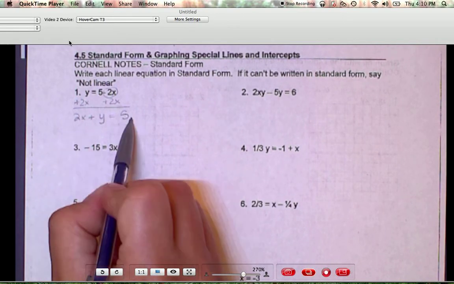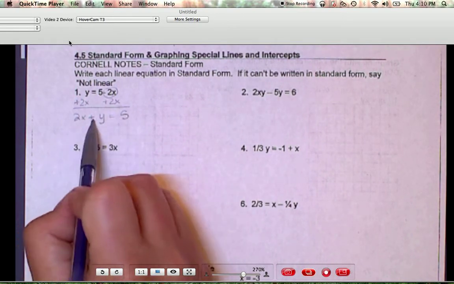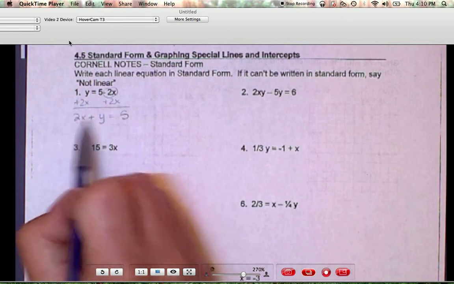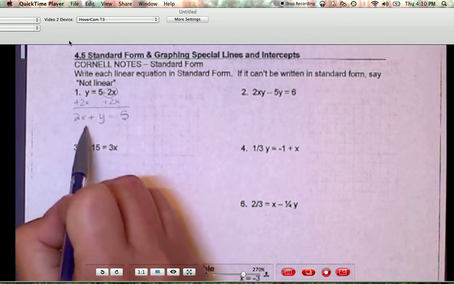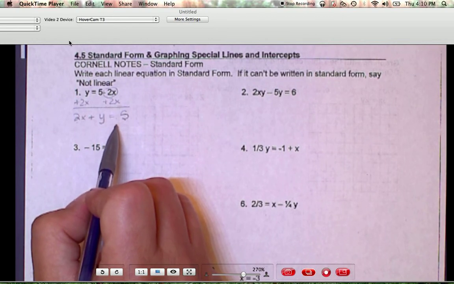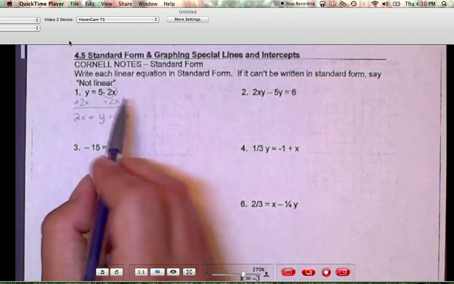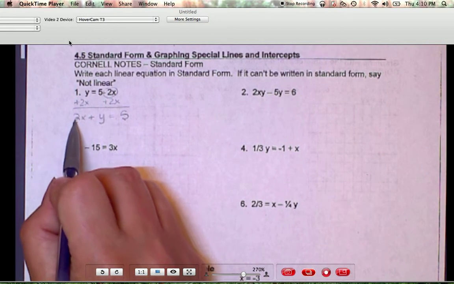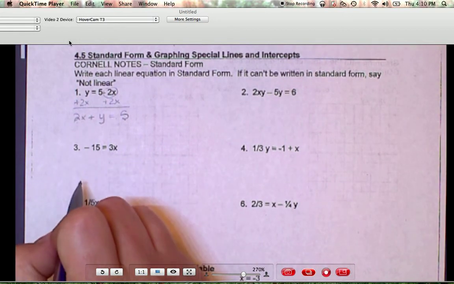It has no fractions, number two. It's in simplest form because we can't divide them all by the same number. Every single piece has to be divisible by the same number to simplify it. And the final thing, A is not negative. So there's your standard form there.